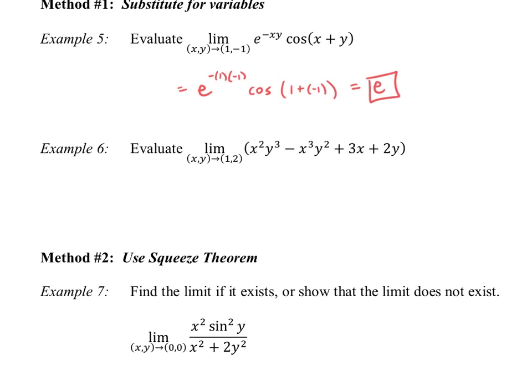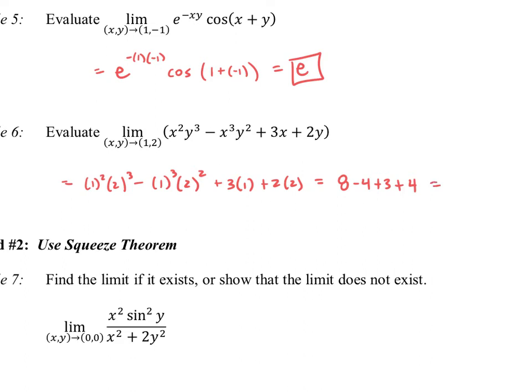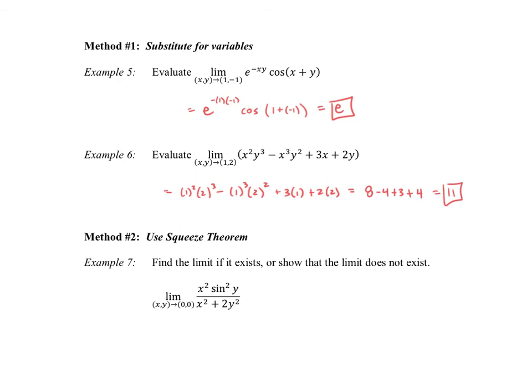I have one more for you. If you simply plug in 1 for x and 2 for y, and then you evaluate this, let's see, we get 8 minus 4 plus 3 plus 4, so we are going to get a limit value of 11 for this one. So substitution is by far the easiest. If you get a value by substitution, that is your limit, and you are set. Okay, let's take some time to get into the harder ones.